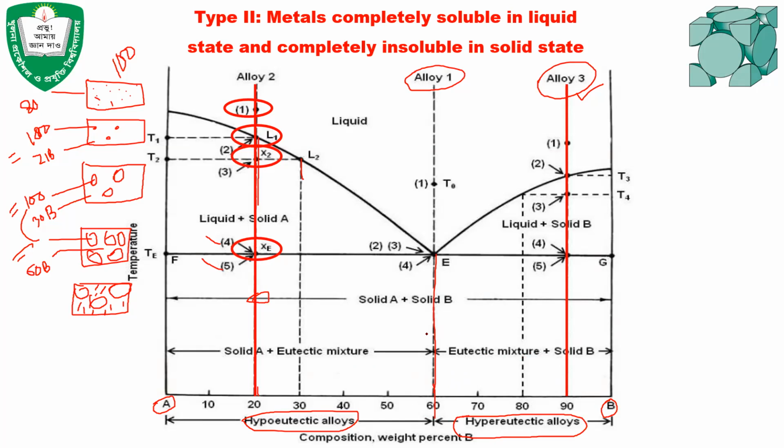So now, any question? We're going to finish type 2. T2 temperature: 100% solid, 30% B, 60% B. It is solid.